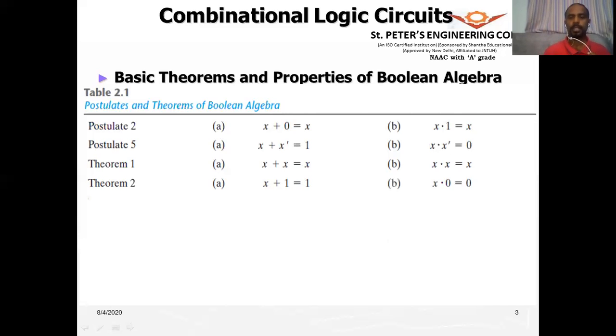Similarly, x ANDed with 0 is always 0. Unlike here, x ANDed with 1 is always equal to x. All right, that is theorem number 2.